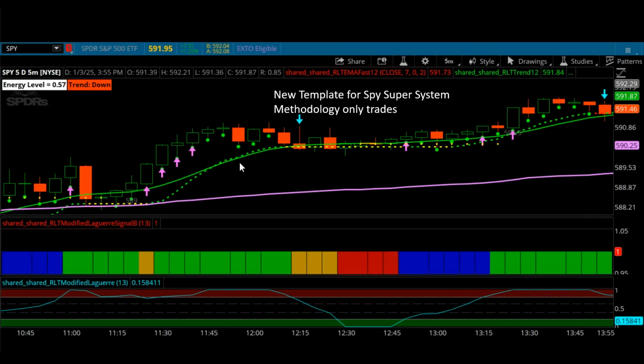All right, so here we go again with another one. This is a new template that comes with the software. If you get the SPY Super System software, you get this template. The original one comes with it too. If you want, you can toggle them back and forth. This is for folks who just want to trade the SPY Super System. This shows you the current time frame momentum only. It doesn't show multi-time frame.